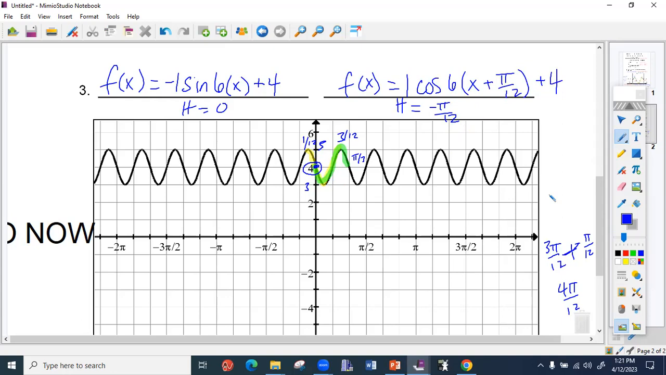Doable? It's not bad, right? It's simple math, just a bunch of it all at once. That's it. Okay? All right. So we're going to move on to harmonic motion.